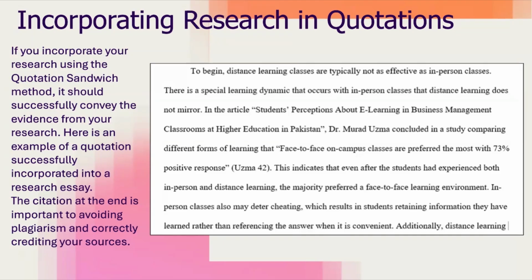Then we have the citation itself with the last name of the author, Uzma, and the page number that the quote appeared on in the original text, so page 42. We have a closing parenthesis and then a period at the end. So that is all the evidence that you're providing. That's part 2 of a body paragraph. "This indicates that even after the students had experienced both in-person classes and distance learning, the majority preferred a face-to-face learning environment." So that sentence is directly explaining how that quote she used is useful and supportive of the claim she makes in her topic sentence.